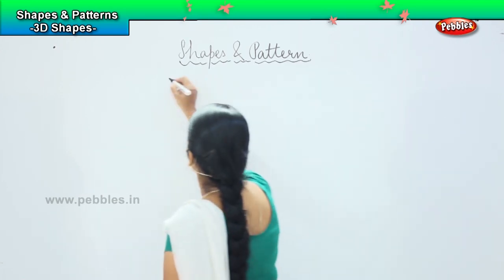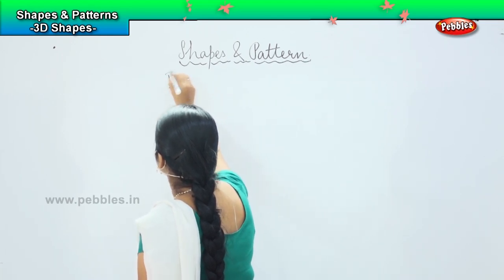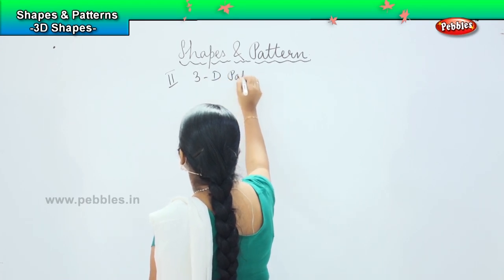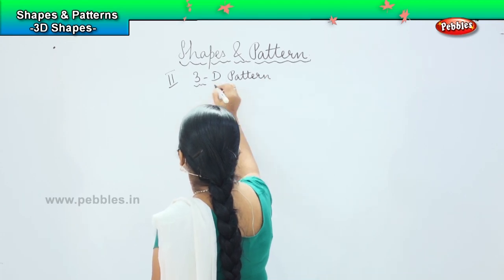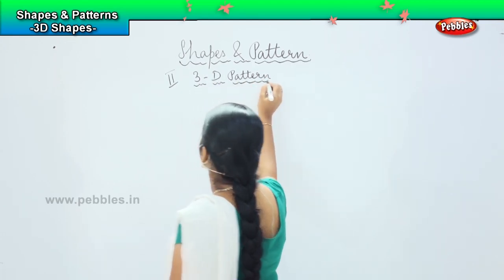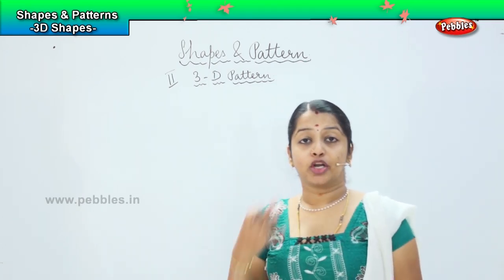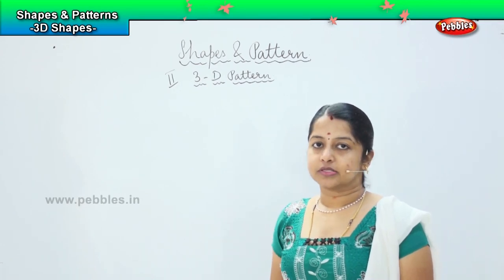Now, I will be teaching you a 3D pattern. Okay? So, let's focus on the second type, which is a 3D pattern. So, where have you heard this term, children, 3D? You have usually seen a 3D movie. So, what do you mean by that word 3D? 3D is something which gives us a very closer look, right? The things appear to be real for us, okay?